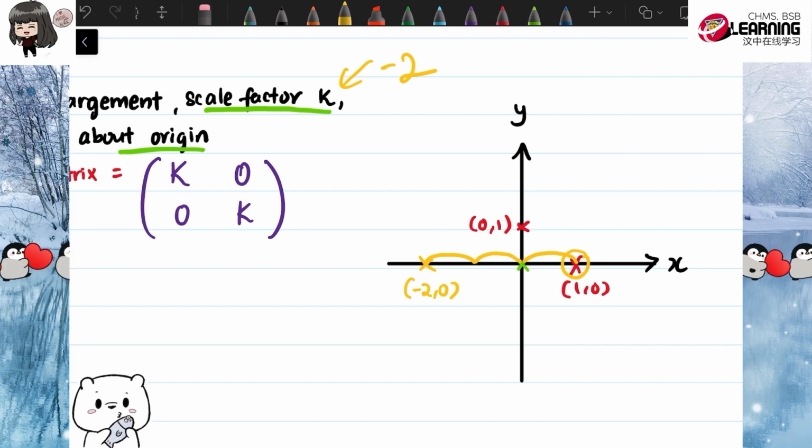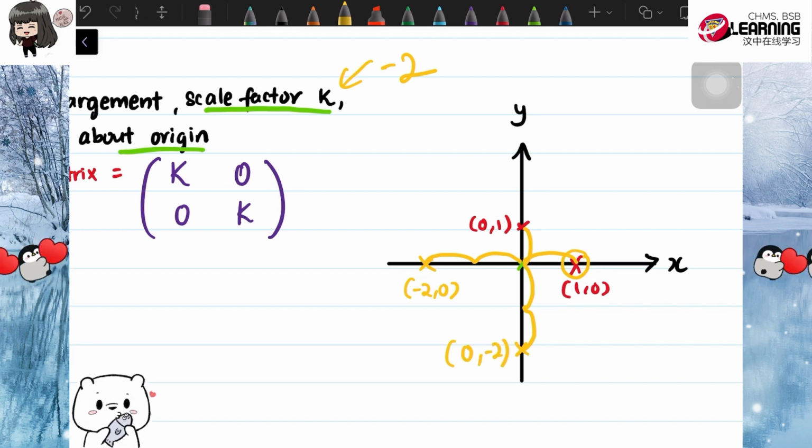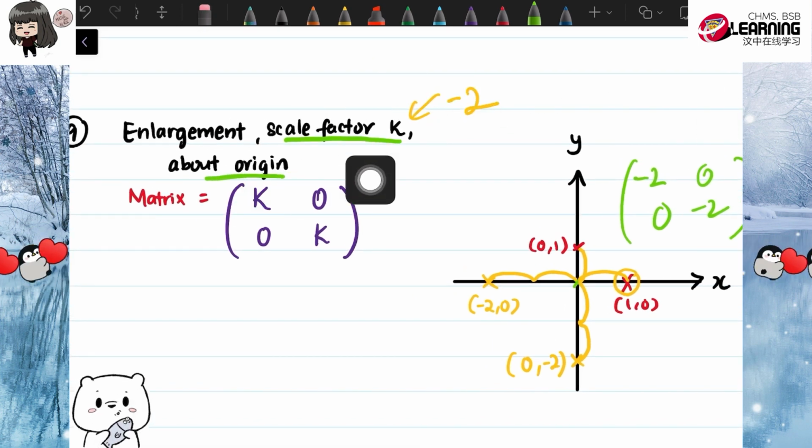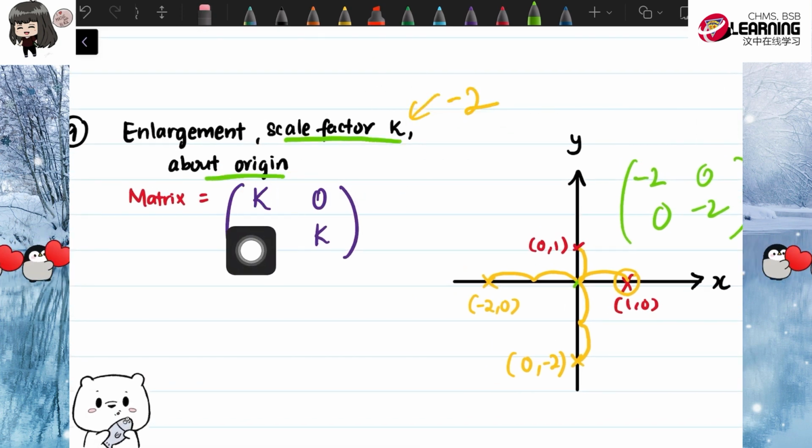Object to center is 1, so center to image is double. And then this one is also the same, opposite direction. Here goes to here is 1, and then 1, 2, from origin to image is double. So this is 0, negative 2. So your matrix will now have 1, 0 becoming negative 2, 0, and 0, 1 becoming 0, negative 2. It is still K, 0, 0, K. See that? So the conclusion: for enlargement with any scale factor K, it will just follow K, 0, 0, K.